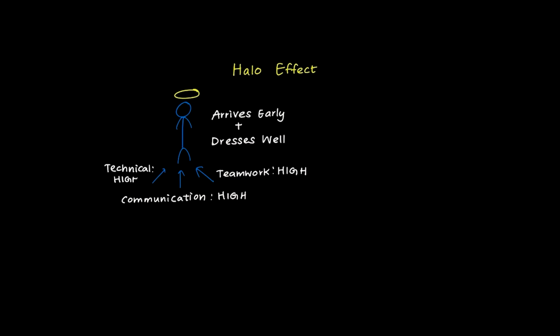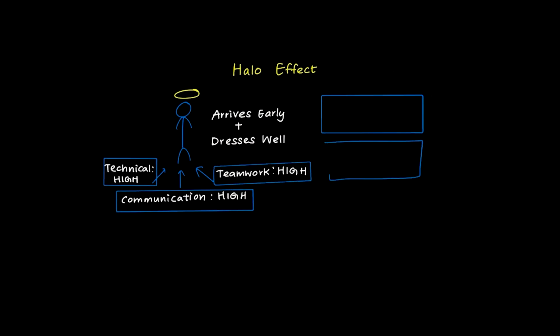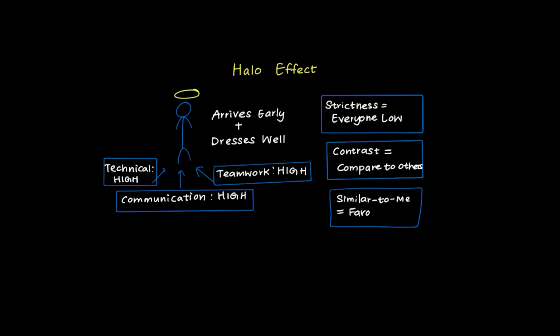Strictness error rates everyone too low. Contrast effect compares employees to each other unfairly. Similar to me bias favours people like the rater. Halo is specifically about one positive trait contaminating all the other ratings.